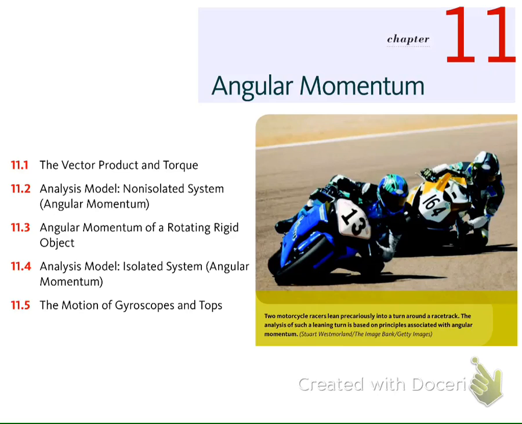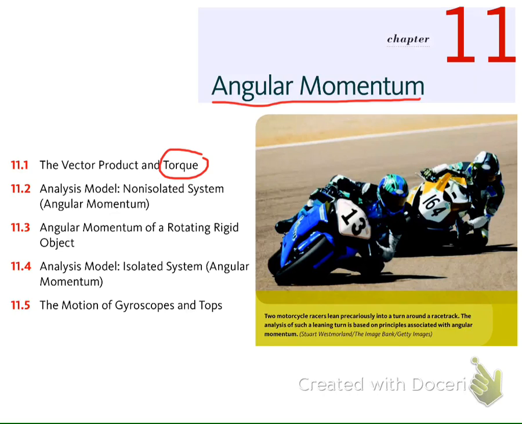In this chapter we will talk about an important quantity in physics, especially when we talk about rotation. This quantity is the angular momentum. The angular momentum has a definition which is more or less similar to the linear momentum, and we will see that this angular momentum is closely related to the quantity that we call torque.